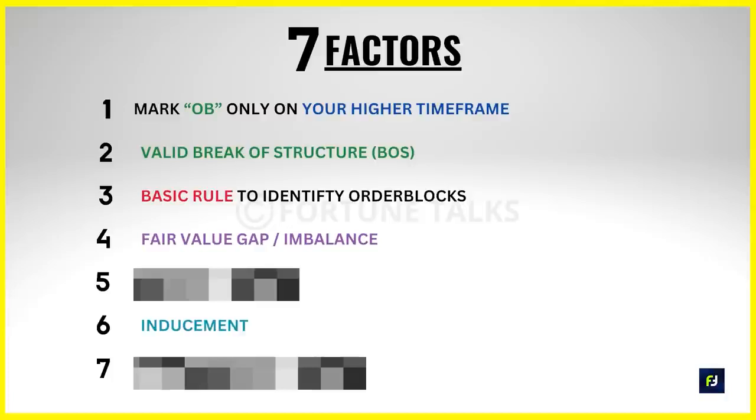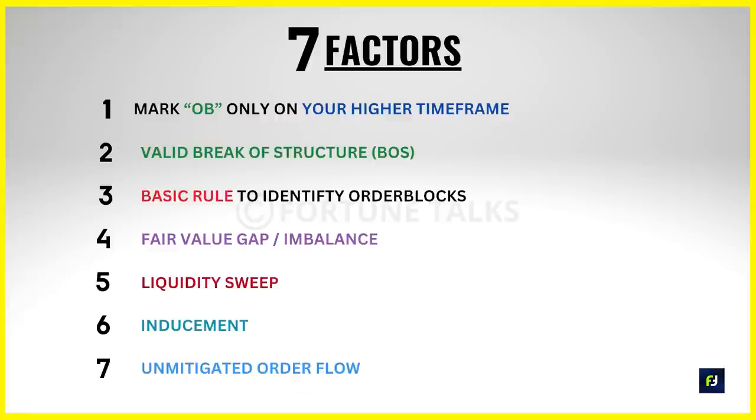Another important thing to look out for is that there should be a proper inducement after the break of structure. This is to avoid falling into the smart money trap. Next point is that there should be a proper liquidity sweep of the previous highs or previous lows depending on the market structure. And the final thing to check for is to see whether the order block is associated with an unmitigated order flow.